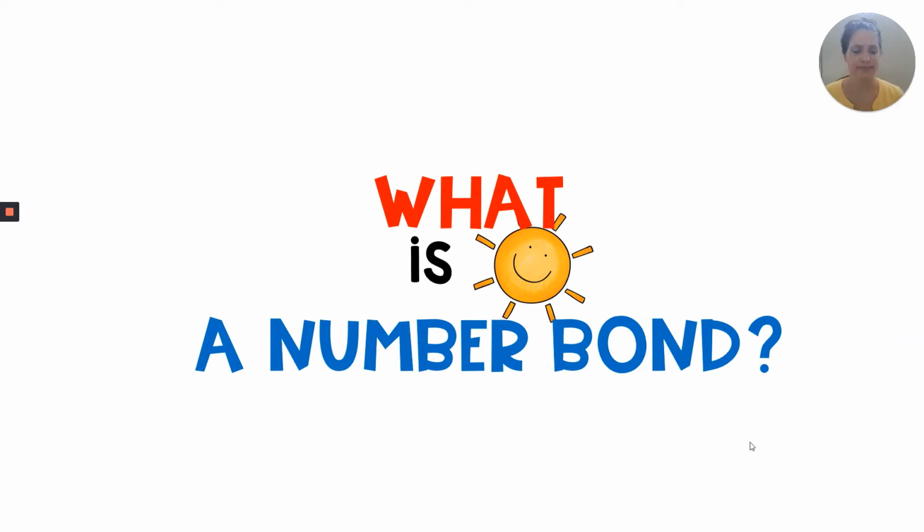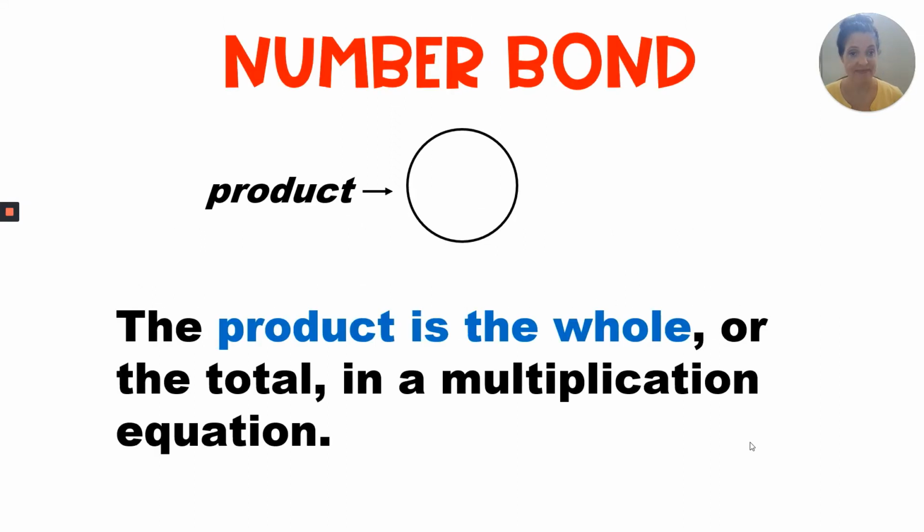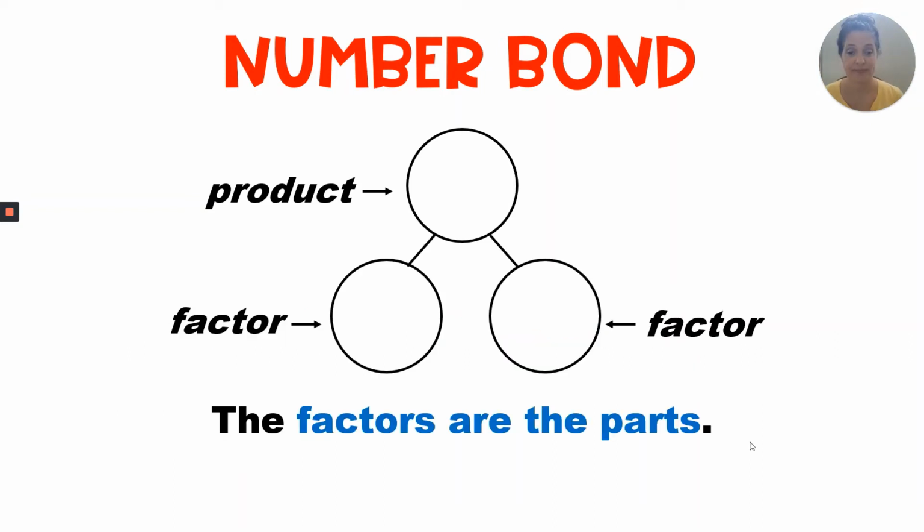What is a number bond? A number bond is a math model that illustrates the part-part-whole relationship. The product is the whole or the total in a multiplication equation. In a number bond, the product goes at the top. The factors in a multiplication equation are the two parts. They have legs from the product down to the factors.